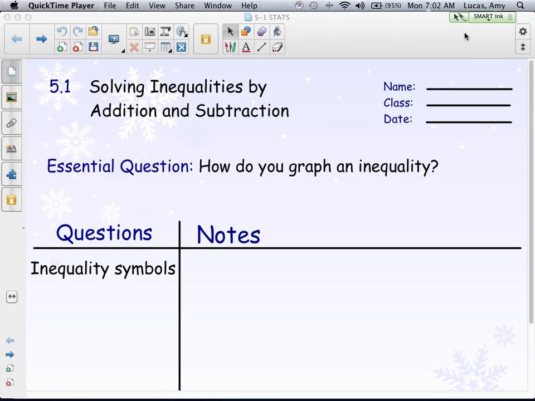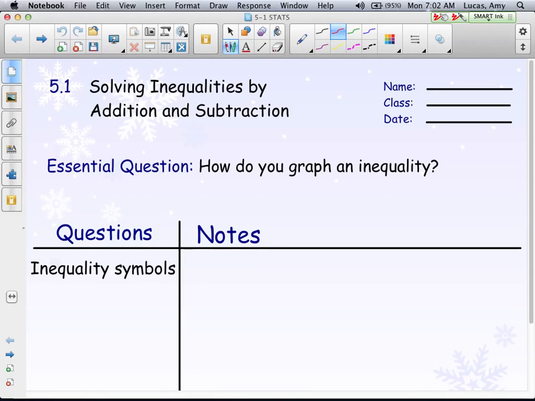Lesson 5.1, Solving Inequalities by Addition and Subtraction. Our essential question says, how do you graph an inequality? Our new vocab word is inequality symbols. Inequality symbols should be a review for you.